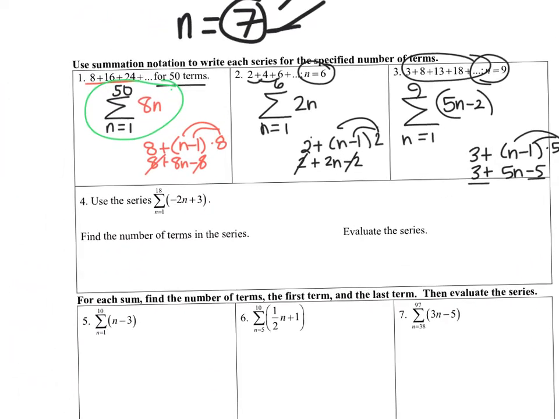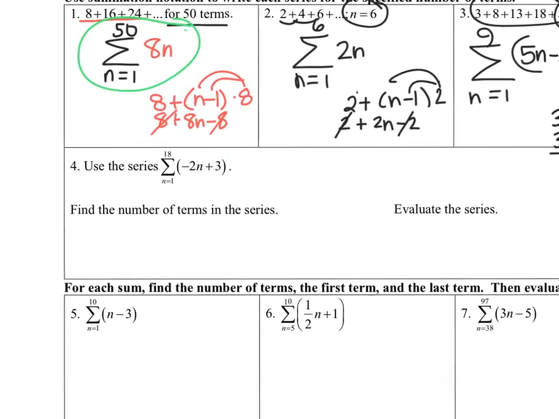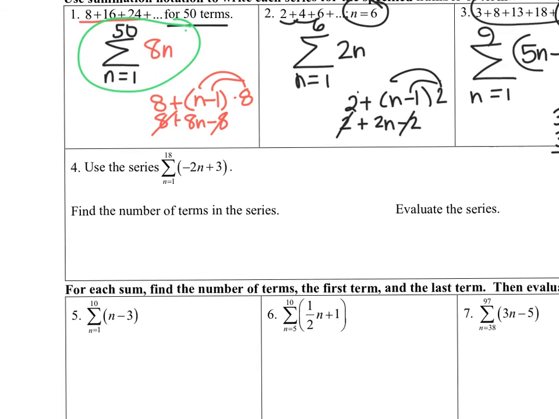All right, then use the series, evaluate or find the number of terms in the series. To find the number of terms, people mess this up a lot, what I would do is 18 minus 1 and then add 1. Well, you might say, well, Mrs. Allen, isn't that stupid, because you can already tell there's 18. Well, if the number on the bottom is different, people have problems with that, which I'll show in a minute here. So the number of terms is going to be 18.